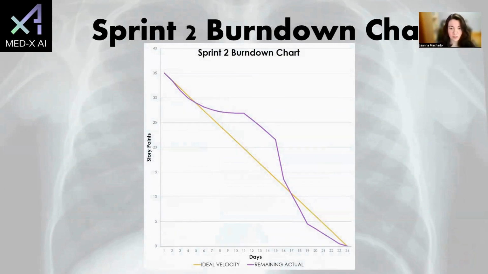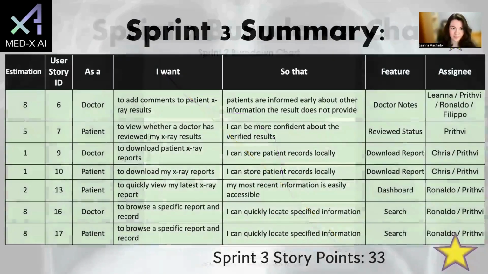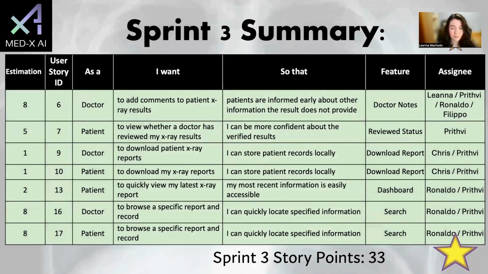Through the burn-down chart, we can see that in the beginning of the sprint, we relatively followed the ideal velocity. However, by the middle, we were behind the ideal velocity, but we managed to meet up to the ideal velocity around day 17, where we went ahead of schedule and were able to complete all of the story points by day 24.